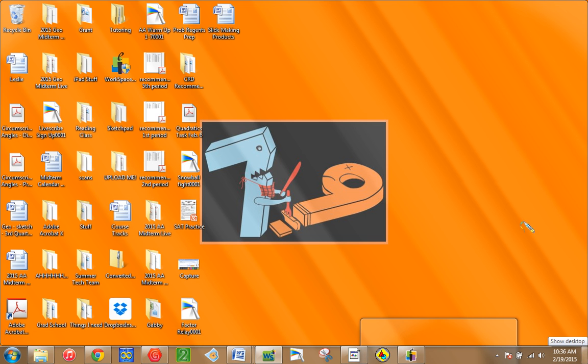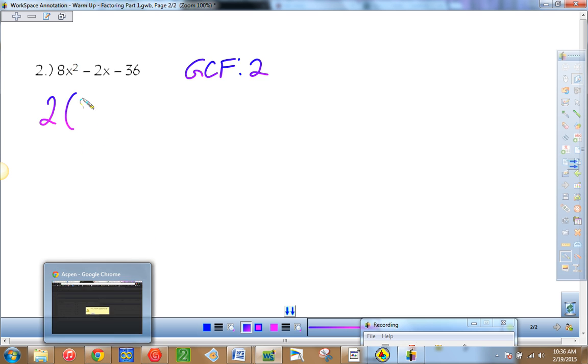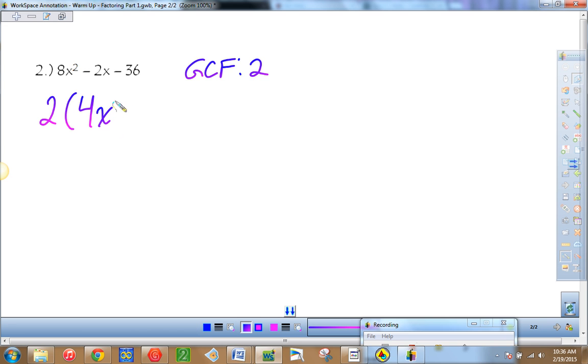Alright, how about this one? What is our greatest common factor? 2. Alright, so if I take 2 out of each of these numbers, what am I left with? You're left with a 4x squared minus x minus 18.